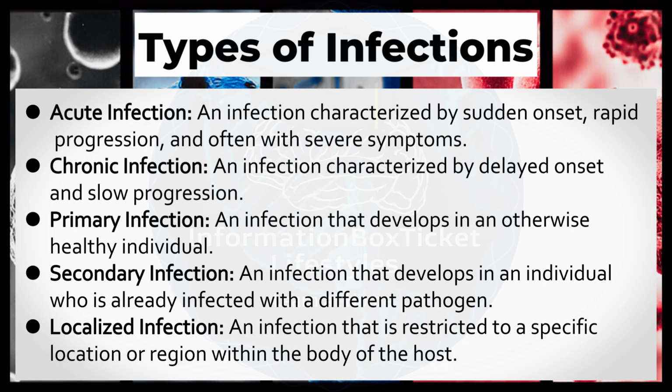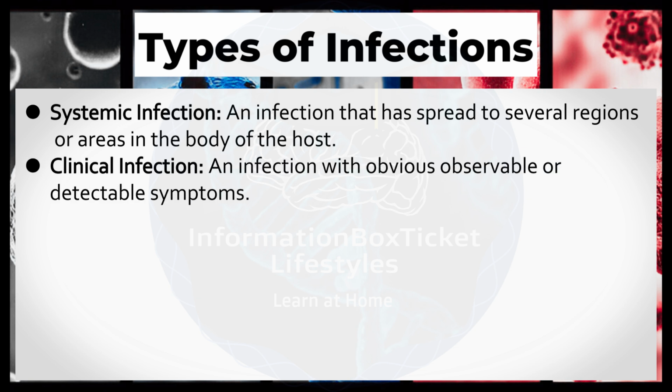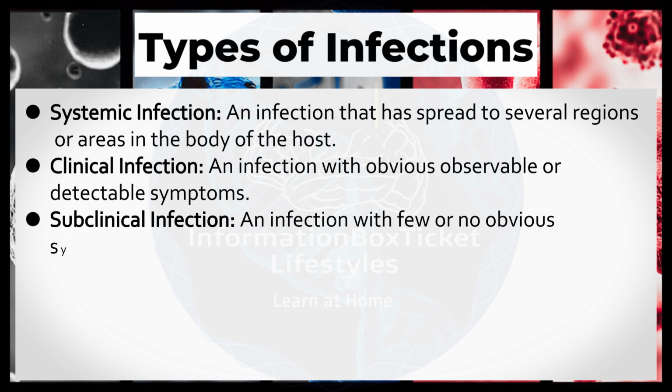Localized infection. An infection that is restricted to a specific location or region within the body of the host. Systemic infection. An infection that has spread to several regions or areas in the body of the host. Clinical infection. An infection with obvious observable or detectable symptoms. Subclinical infection. An infection with few or no obvious symptoms.